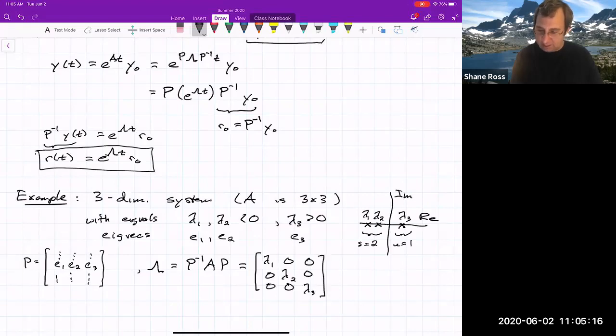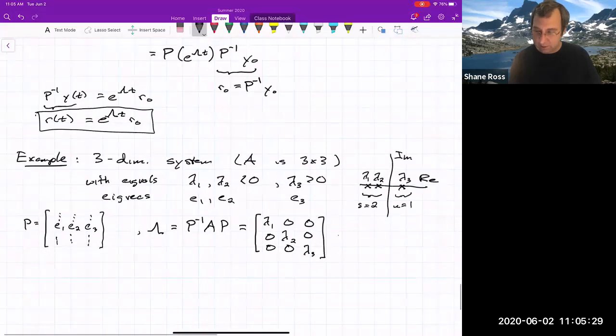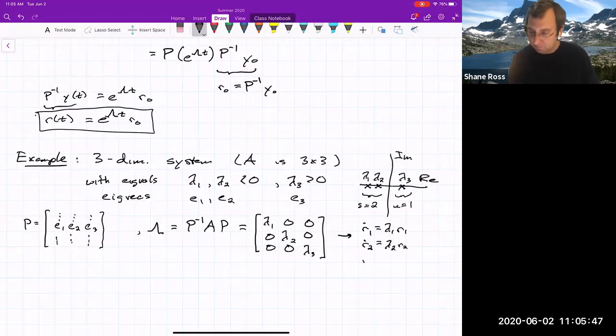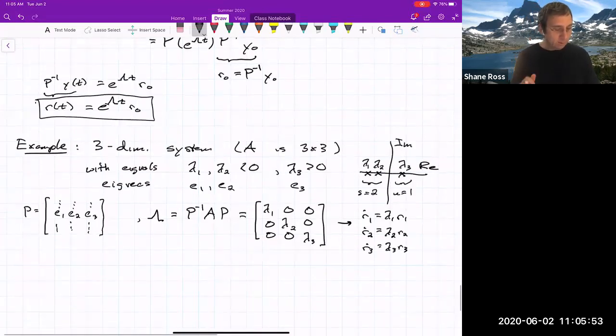So that means the dynamics nicely decouples in the eigenbasis. Right? The dynamics along the R1 direction is totally uncoupled from along R2, uncoupled along R3. This corresponds to R1 dot equals lambda 1 R1, R2 dot and so on. So our system, which may originally have looked like it was coupled, A could have been a 3 by 3 matrix where all the entries were non-zero, but now it's nicely decoupled. Okay.